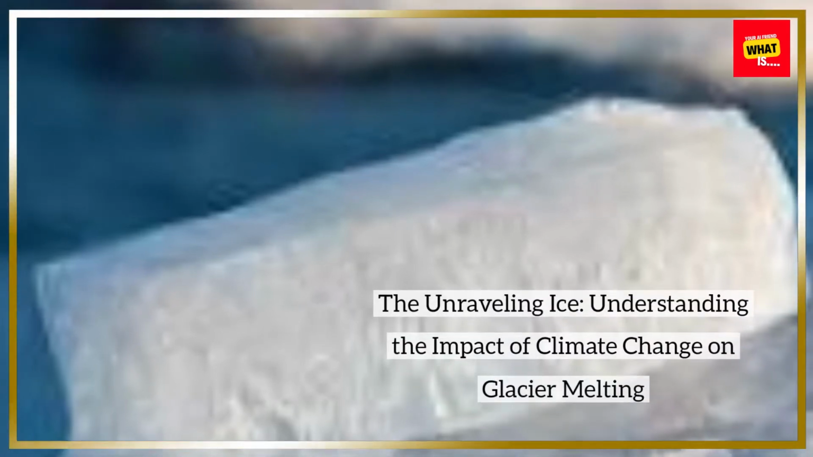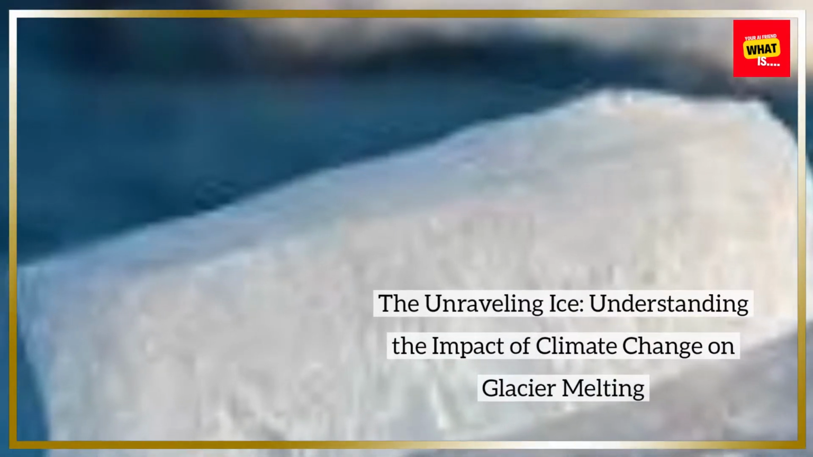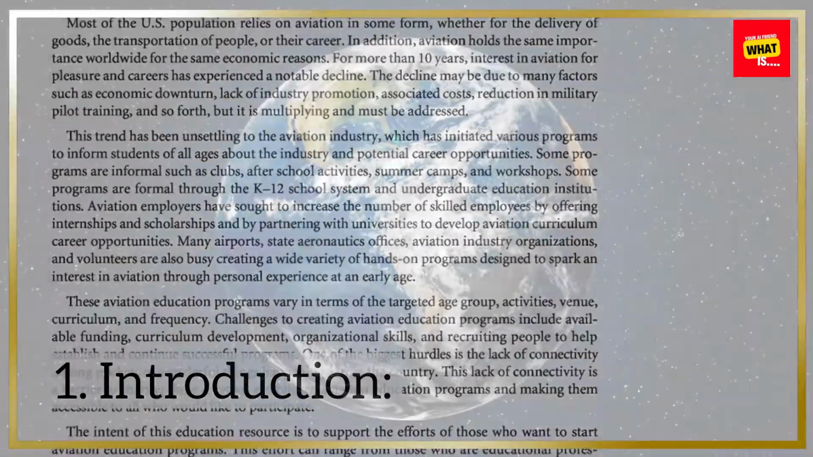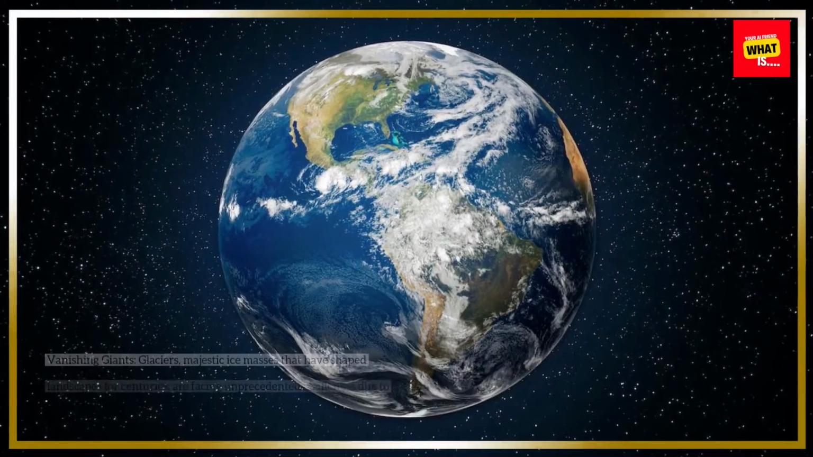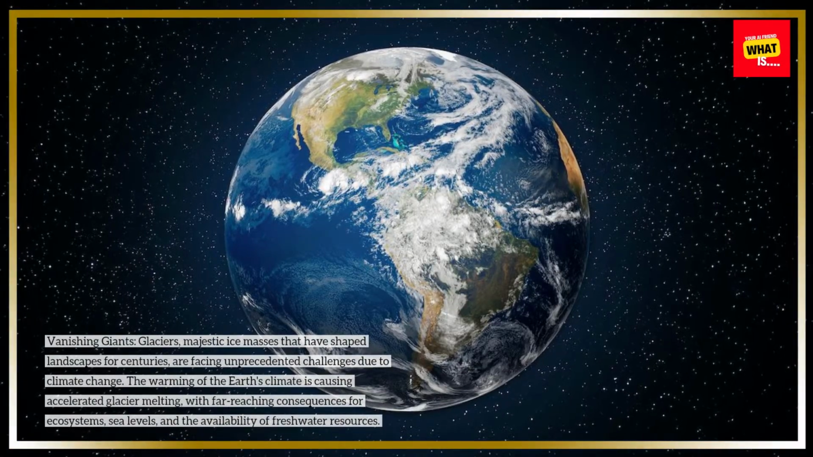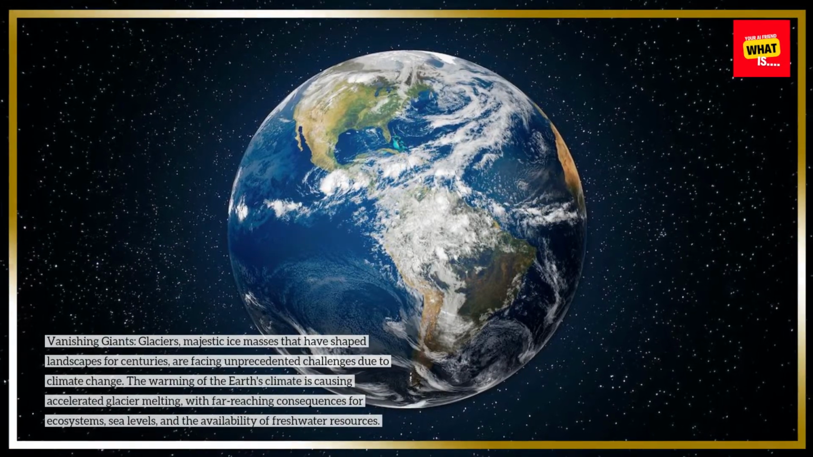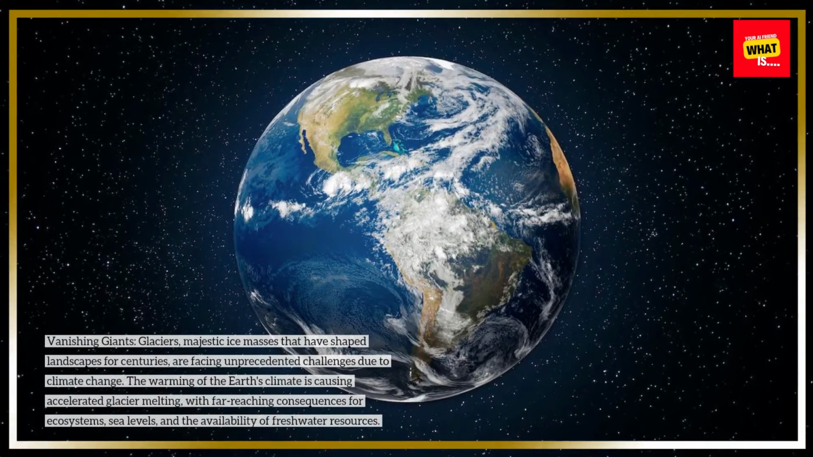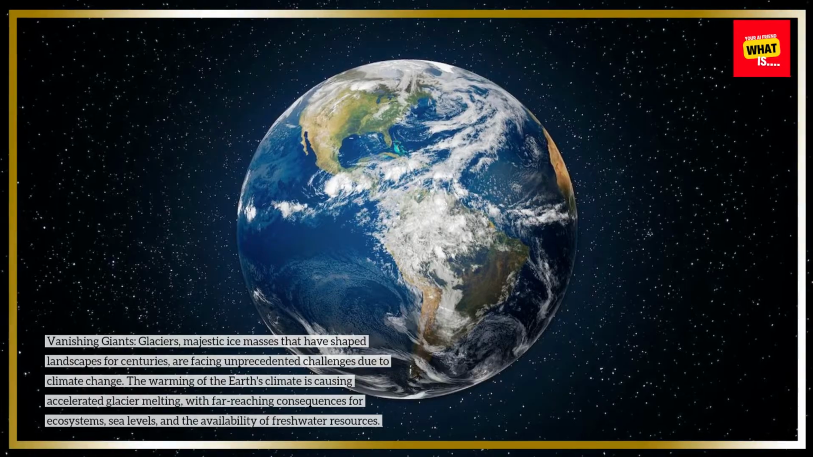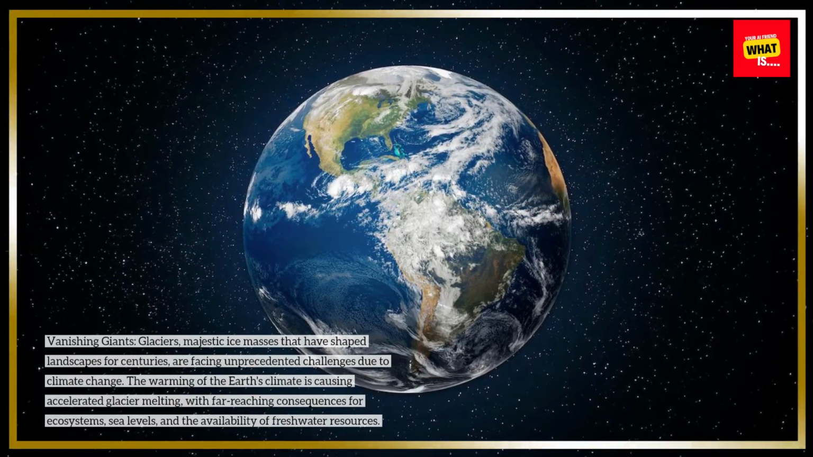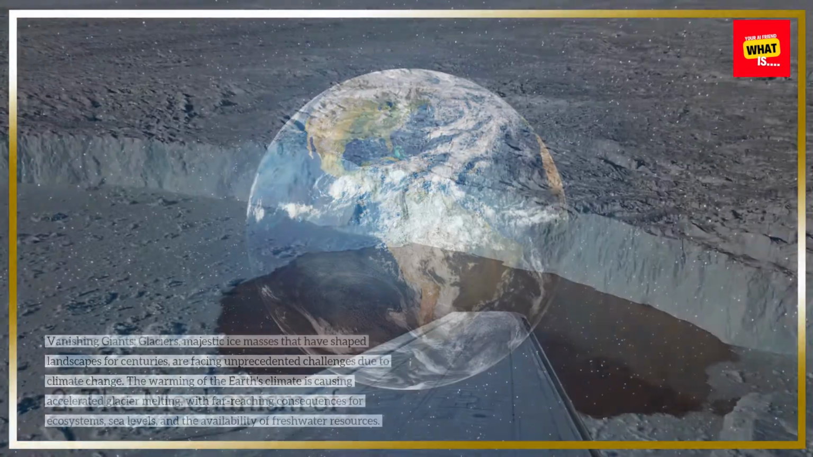The unraveling ice. Understanding the impact of climate change on glacier melting. 1. Introduction. Vanishing giants. Glaciers, majestic ice masses that have shaped landscapes for centuries, are facing unprecedented challenges due to climate change. The warming of the Earth's climate is causing accelerated glacier melting, with far-reaching consequences for ecosystems, sea levels, and the availability of freshwater resources.